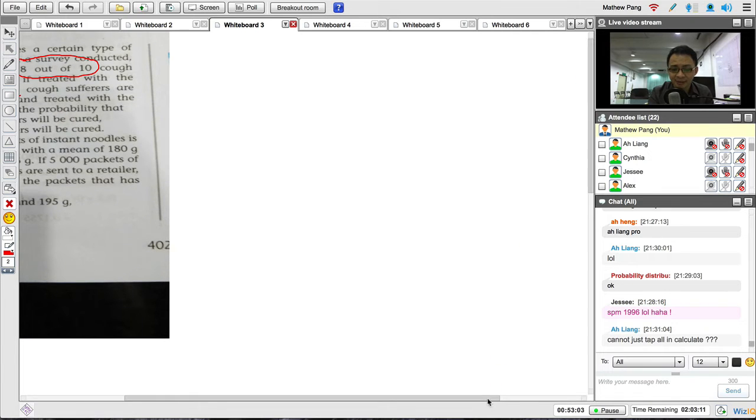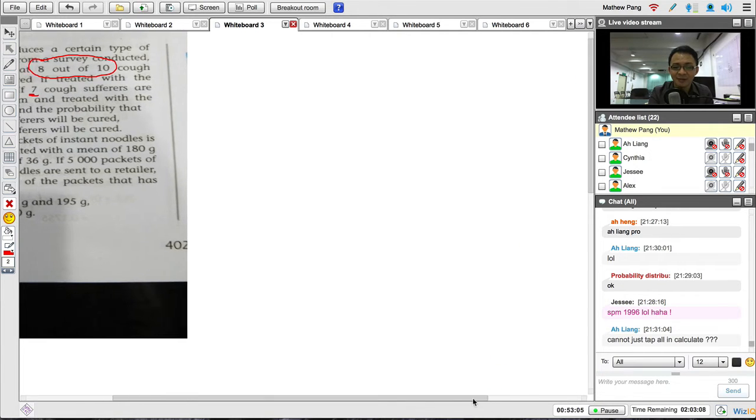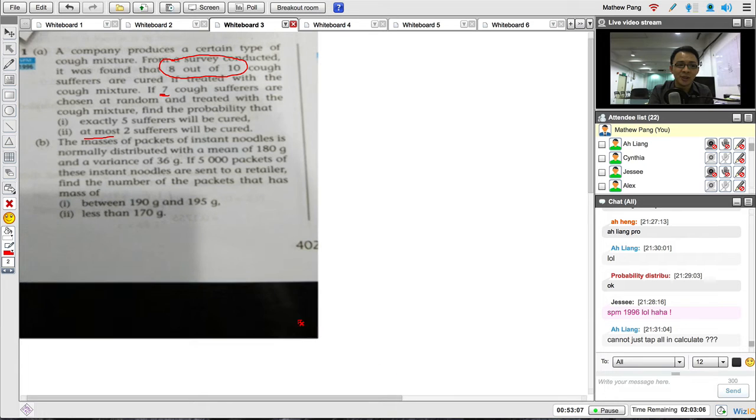Can you just type it all in the calculator? Yeah, you can, but you have to make sure you do it correctly. You just type one by one and then write out the answer. It won't take you a lot of time. You just make sure you press nicely. Alright, let's have a look at part B.